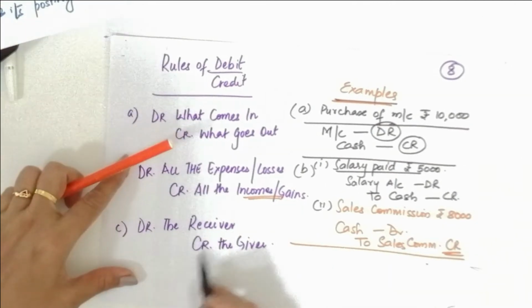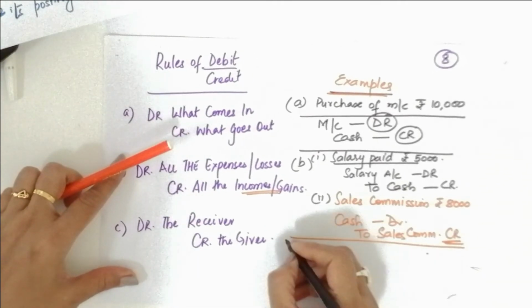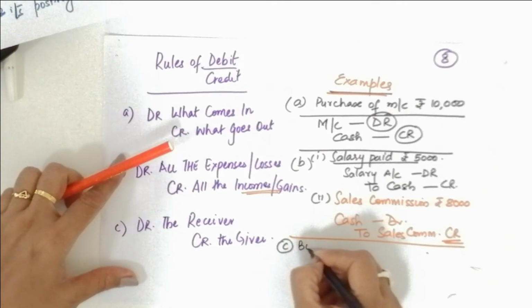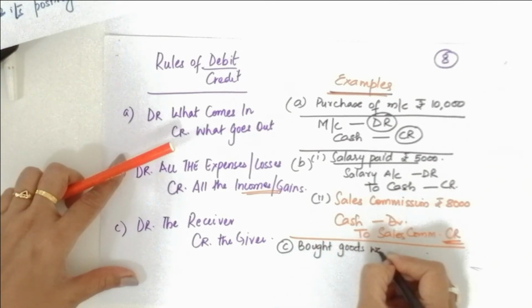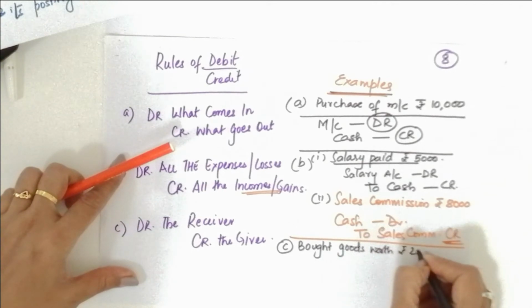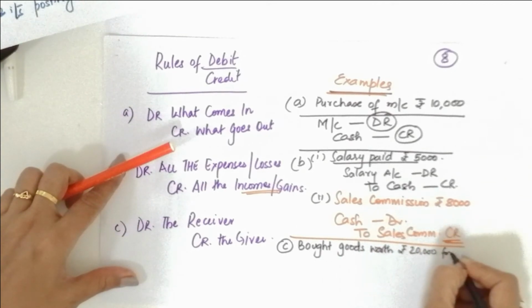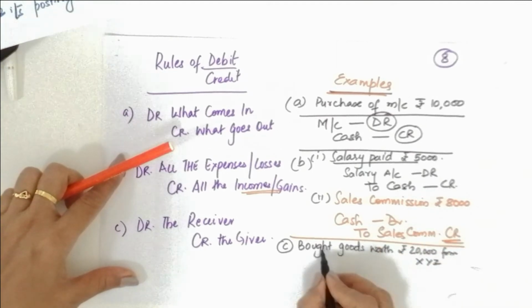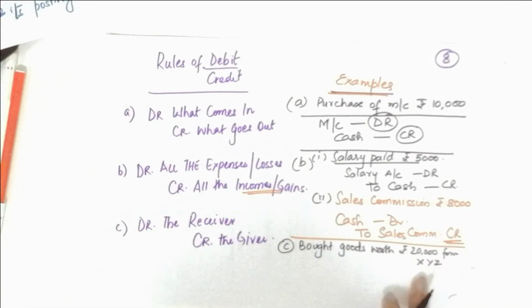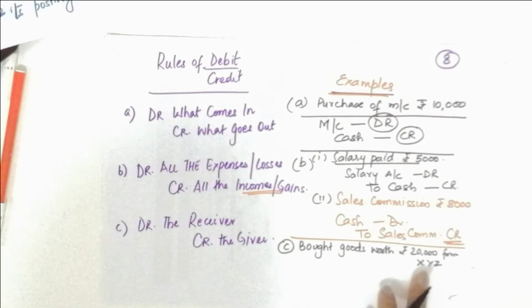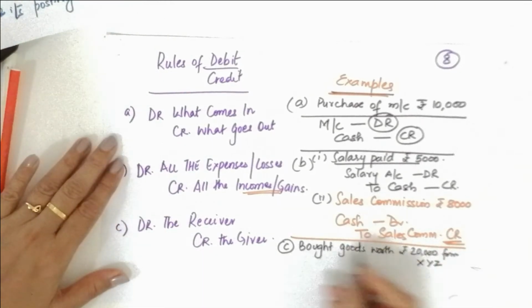The next one is debit the receiver, credit the giver. For example, here I bought goods worth rupees 20,000 from XYZ. So here again, I have to debit the receiver and credit the giver.